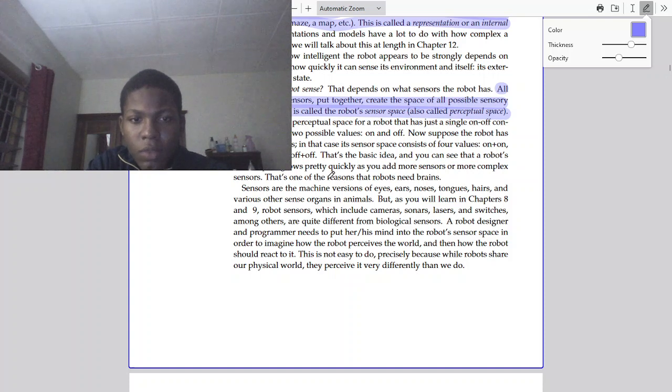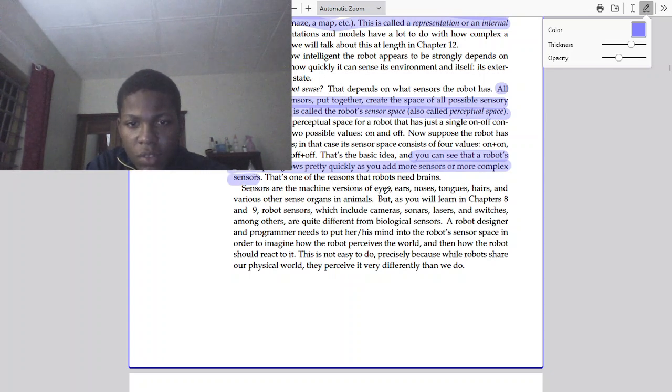Let me highlight that. That's a pretty important point. More complex sensors are another reason robots need brains.